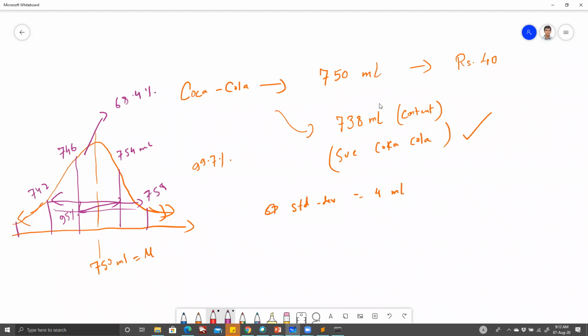Let's say there lies the 738. And this will be like say 762, something like this. By this point, I have covered 99.7% of bottles. So Coca-Cola can simply come and say that, sir, even if you got 738, it is still within 3 sigma, or it is almost touching 3 sigma.